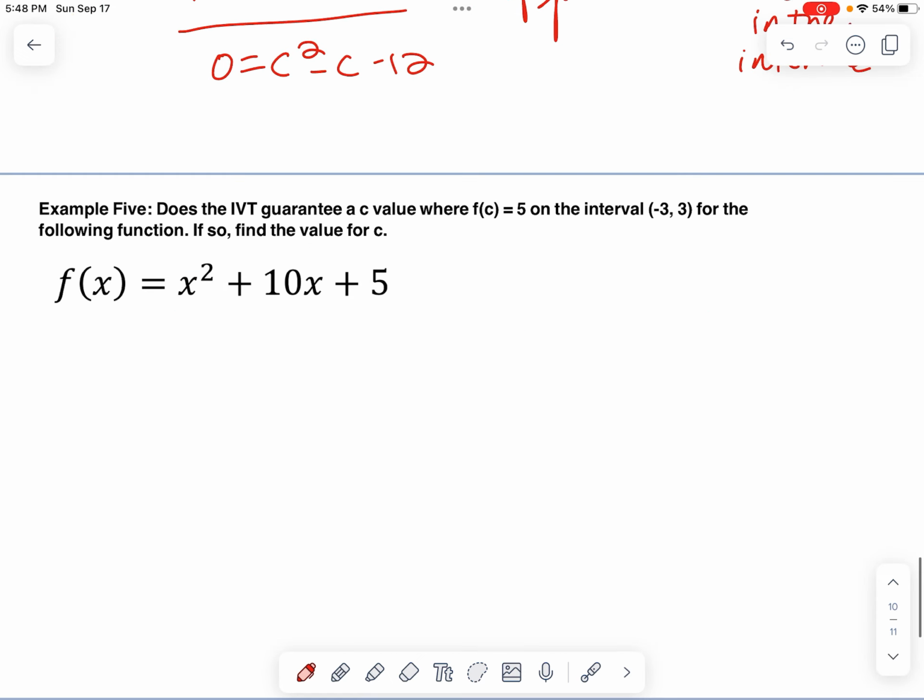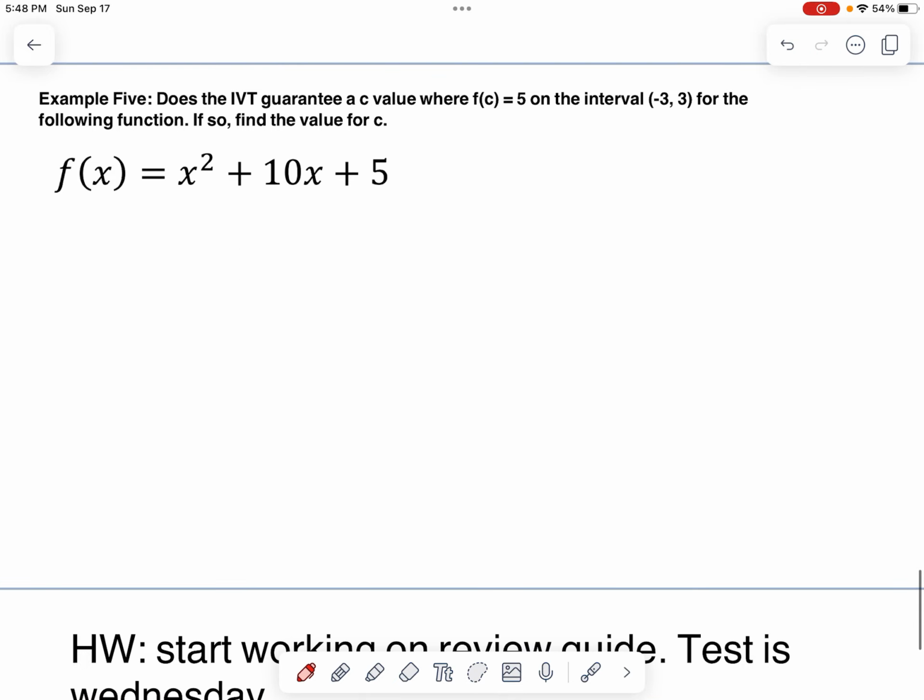Last one, that's just like this. Does the intermediate value theorem guarantee a value of c where f of c equals 5 on the interval -3 to 3 for the following function? If so, find the value of c. So it's not exactly just like this one, because we first need to prove that the intermediate value theorem guarantees a value, and if it does, we need to find it.